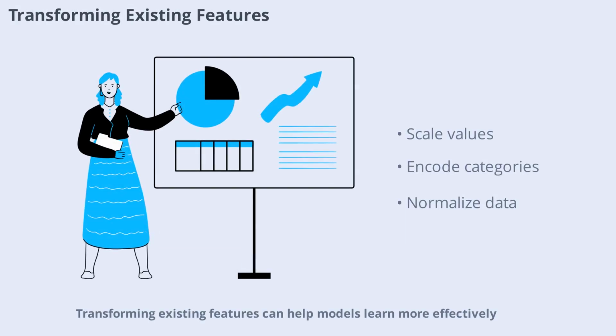Transforming existing features can help models learn more effectively. This might involve scaling numerical values, encoding categorical variables, or applying mathematical functions. For instance, normalizing data ensures that all features have the same scale, which is important for many algorithms. Proper transformation can make a big difference in model performance.